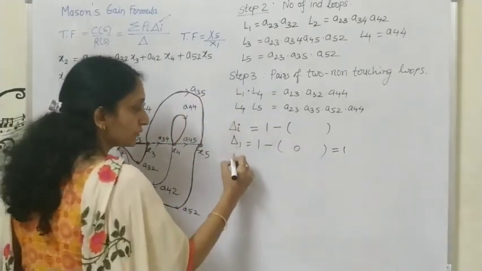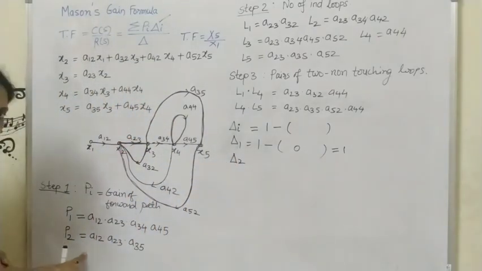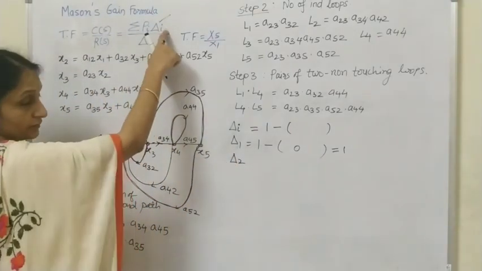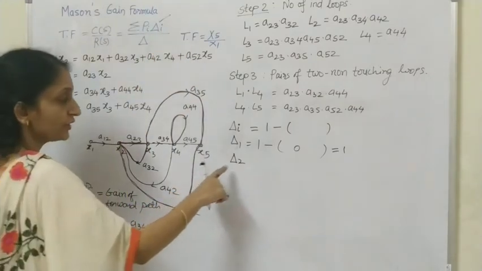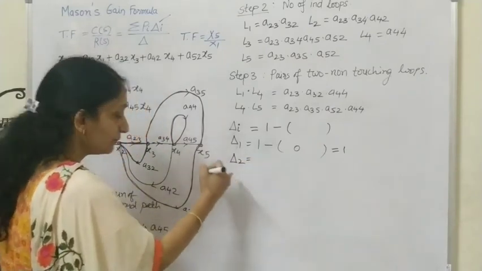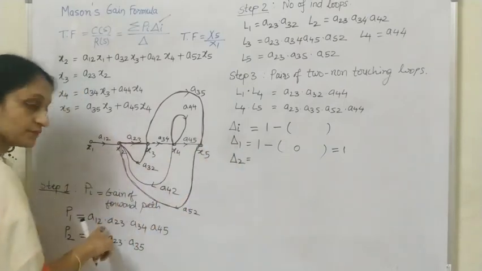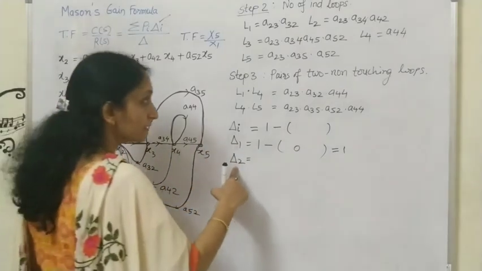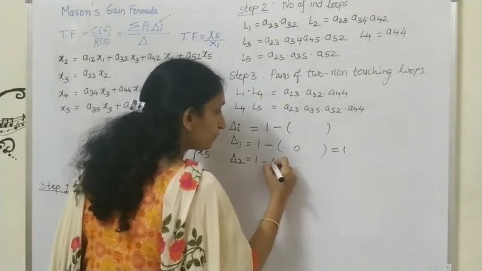Now delta 2. Since there are 2 forward paths here, there will be 2 terms in the numerator: P1 delta 1 plus P2 delta 2. So we need to calculate delta 2. What is delta 2? Delta 2 is a term related to the second forward path, just as delta 1 is related to the first forward path. Again, the formula is delta 2 is equal to 1 minus.